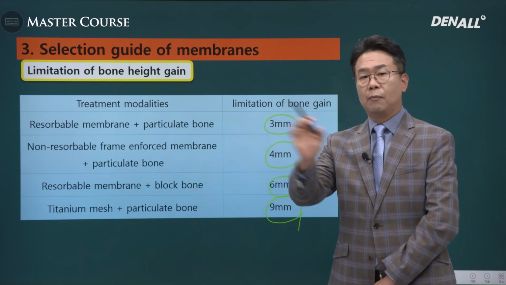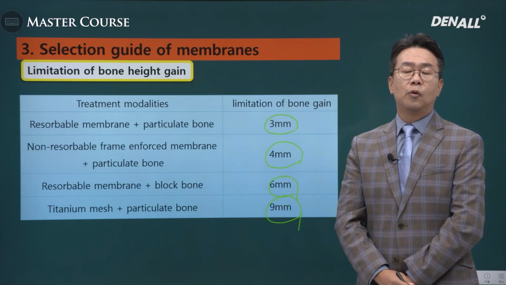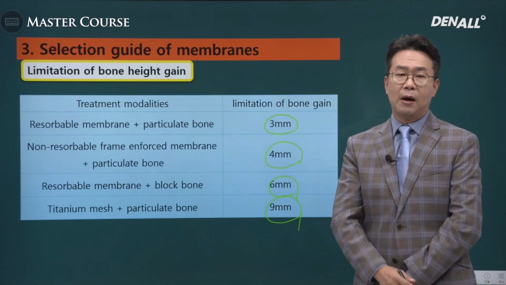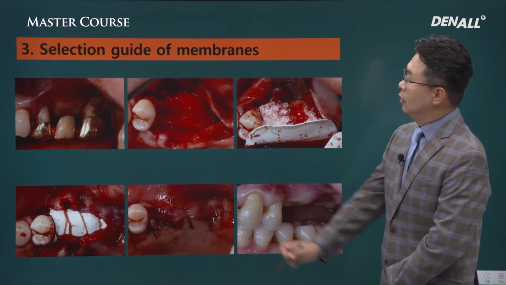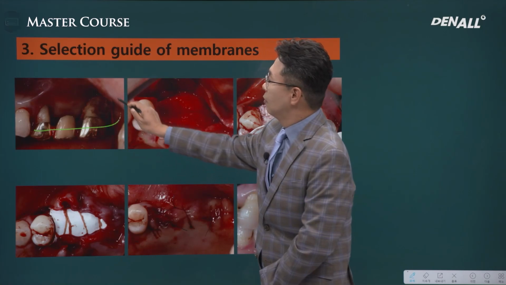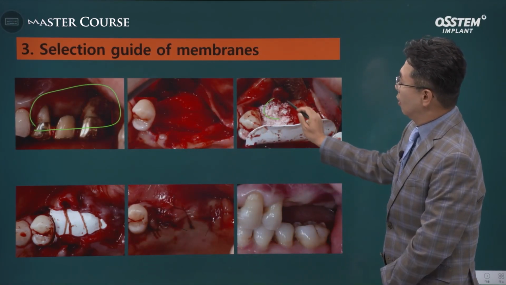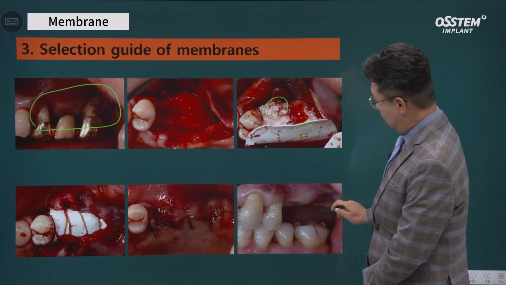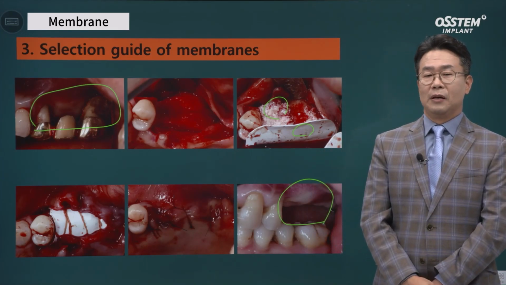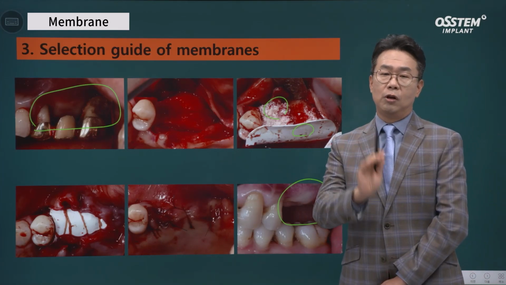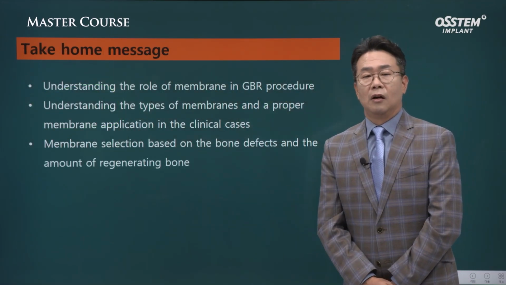This is not an absolute standard. You need to understand the defect and determine how much bone regeneration you aim to achieve. And following that goal, you need to find the right material. When I come across this kind of defect, I have achieved this kind of result by using particulate bone graft material with non-resorbable membrane. What would you do? I believe you need to form your own set of criteria and proceed with treatment.